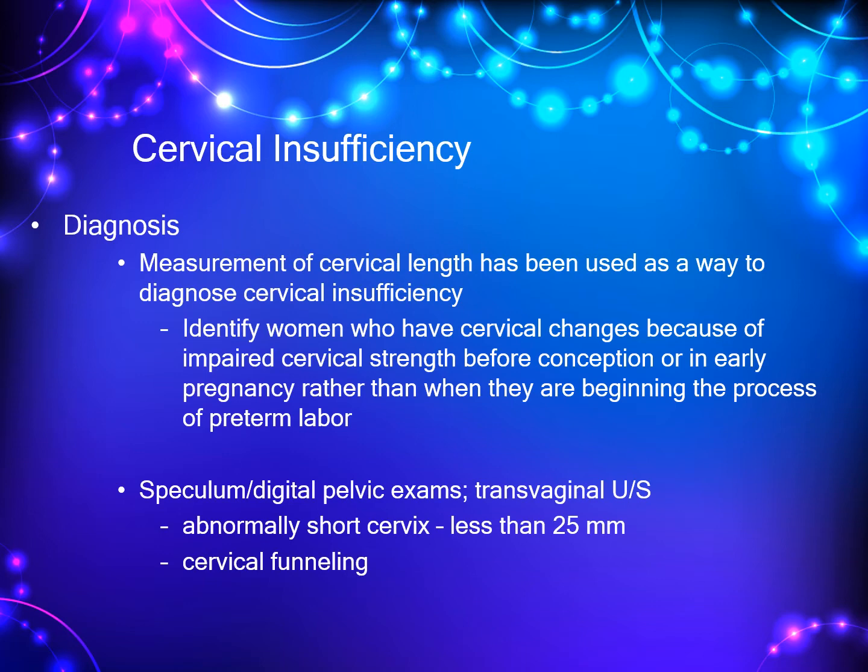We're going to identify women who have cervical changes because of impaired cervical strength before conception or in early pregnancy, rather than when they are beginning the process of preterm labor. We can use a speculum digital pelvic exam, a transvaginal ultrasound. This can identify an abnormally short cervix, which would be a cervix that measures less than 25 millimeters. And we can also look for cervical funneling.